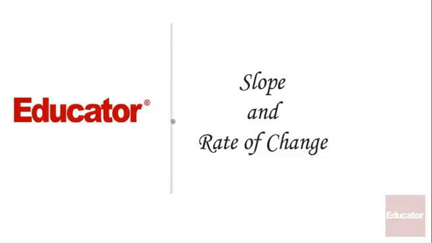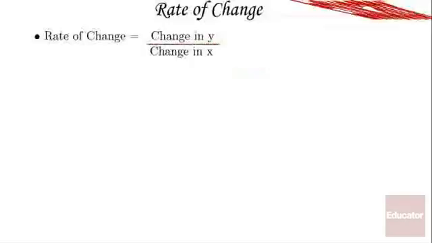Educator.com. Today's topic is slope and rate of change. Rate of change is defined as the change in y over the change in x. In other words, the rate of change is the difference between two values of y and two values of x.